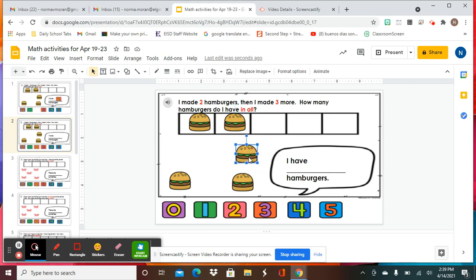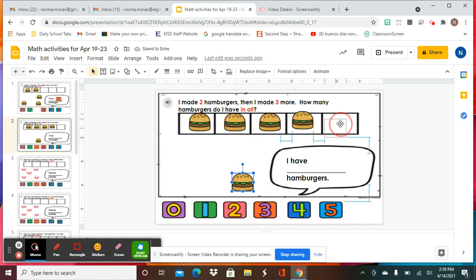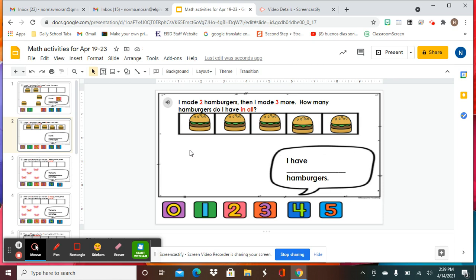I have to add 3 separate ones. So let's move them. 1, 2, and 3. Okay. And so I filled up my 5 frame. So if I filled up my 5 frame, how many hamburgers do you think I have? It'll be 5, right? But let's count it just to make sure. 1, 2, 3, 4, 5. Yes, so my answer is 5.